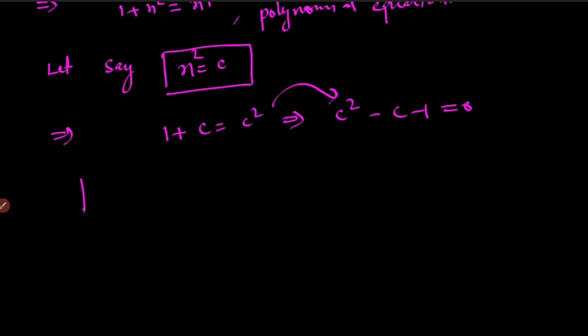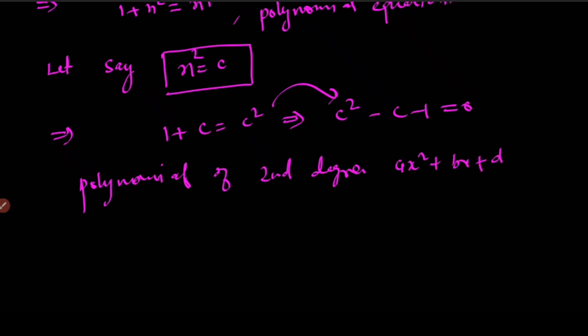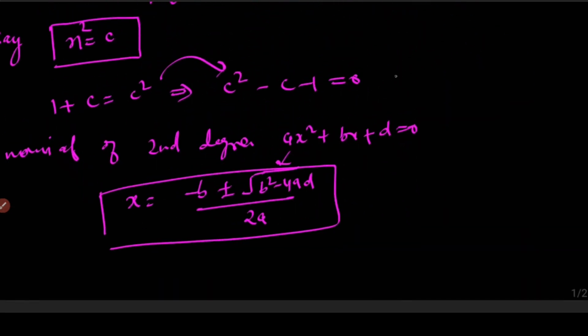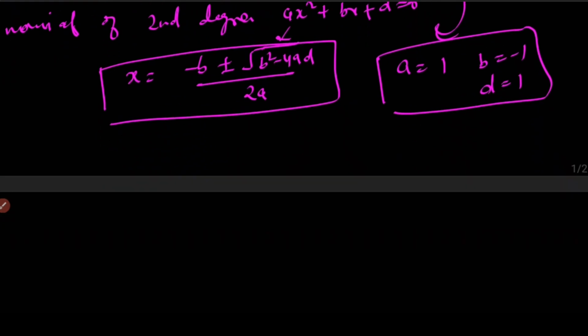This is a polynomial of second degree, same as ax square plus bx plus d equal to 0. This has solutions x equal to minus b plus minus root b square minus 4ad upon 2a. So we will use these things. If we compare both the equations, we have a equal to 1, b equal to minus 1, and d equal to minus 1. So this is very simple to solve.